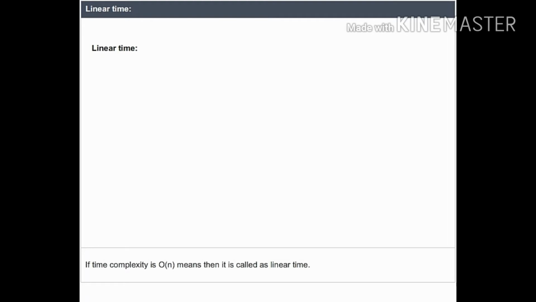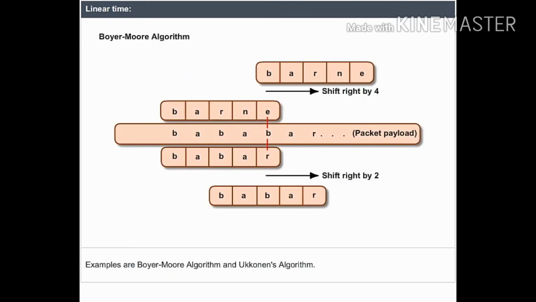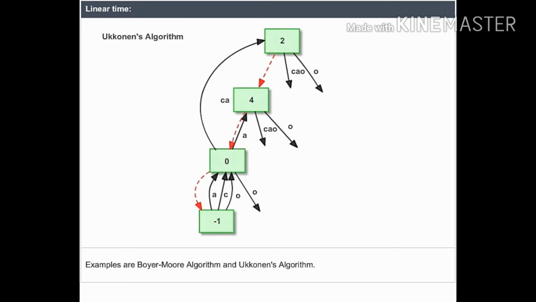Linear time. If time complexity is O(n), it means it is linear time. In most cases, this is the best possible running time for the biggest input size. Examples are the Boyer-Moore algorithm and Knuth-Morris-Pratt algorithm.